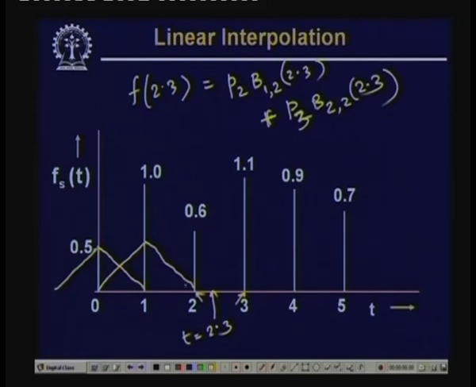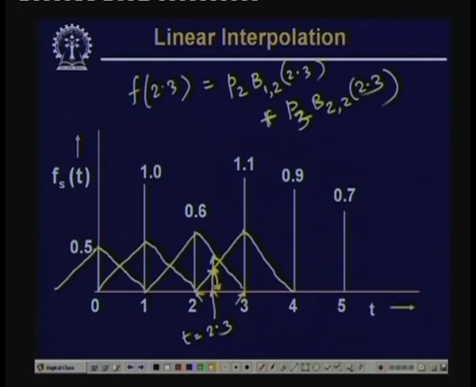So, the contribution of this point at t equal to 2.3 will be given by this value, and the contribution of point p 3 will be given by this value. And here you find that the function increases linearly from 0 to 1 between t equal to 2 and t equal to 3, and it decreases linearly from 1 to 0 when t varies from 3 to 4.